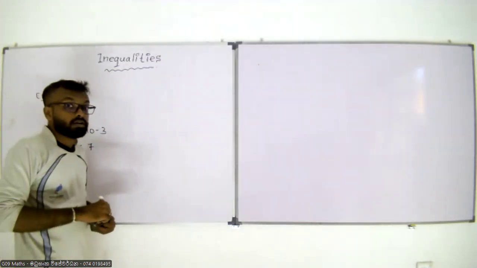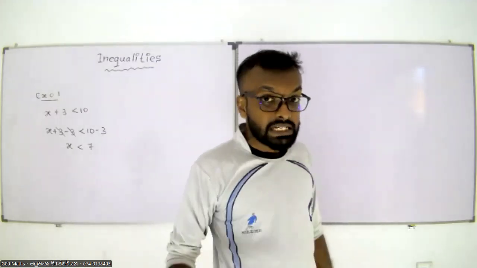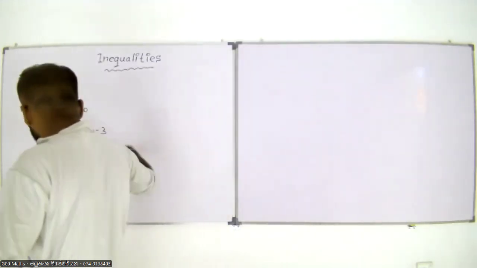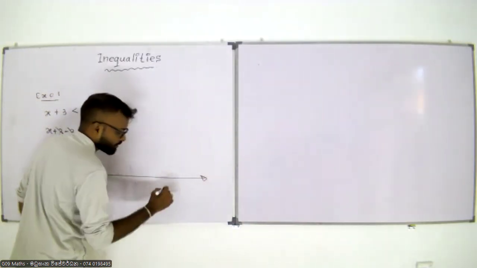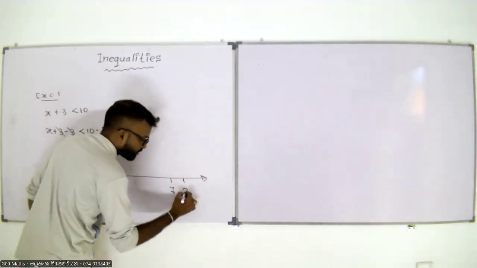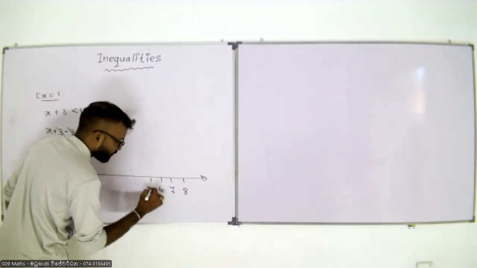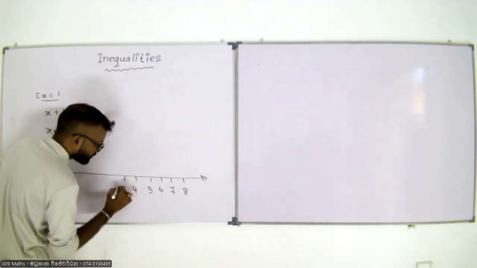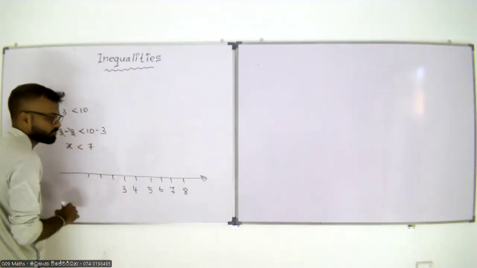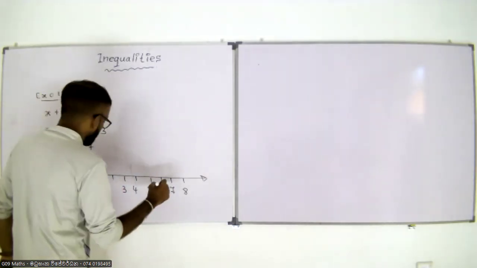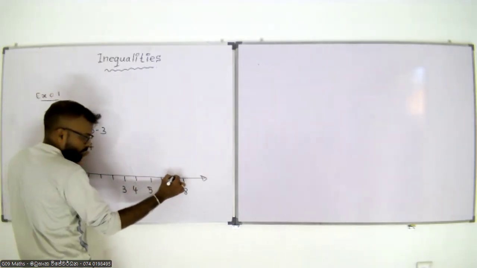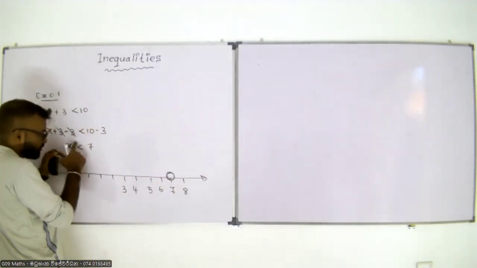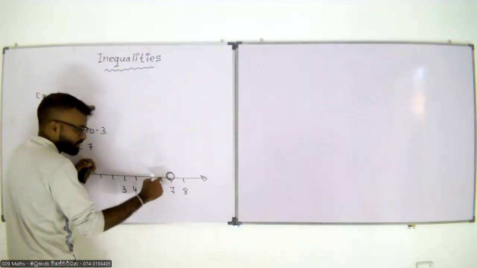You are going to mark the integral solutions. x is less than 7. This is my number line. I would mark 7 somewhere around here, and 8 also here, then 6, 5, 4, 3, and so on. It continues. x is less than 7. Where is my 7? This is my 7. Do I need to highlight it? No, I do not need to highlight it because we do not have any equality mark here. This is an empty circle.